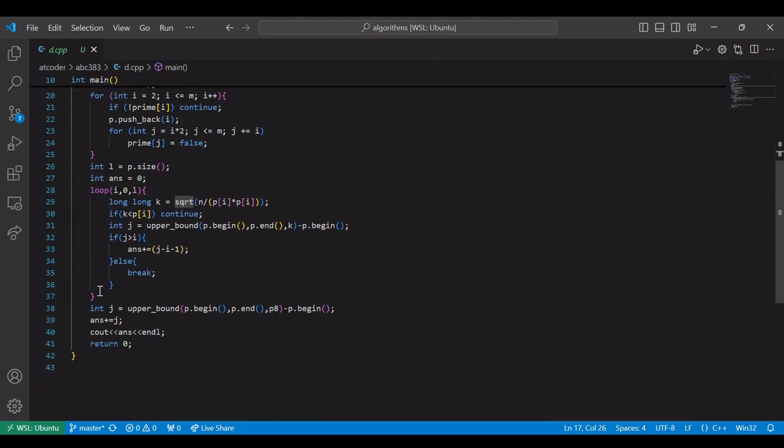And for this part, we're again just finding the upper bound for this prime. And so anything greater than j will not work, and anything smaller than j is still a valid prime. So we can just add j to answer, and this means that we're computing the part for a single prime to the power of 8.